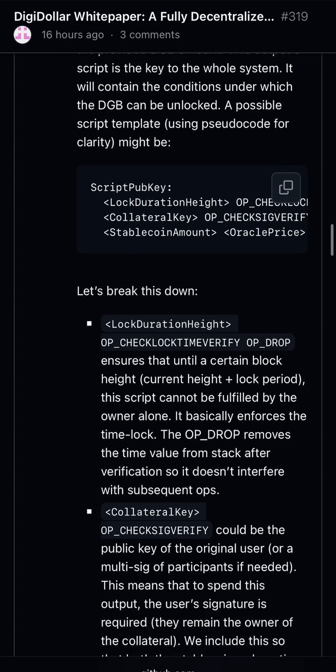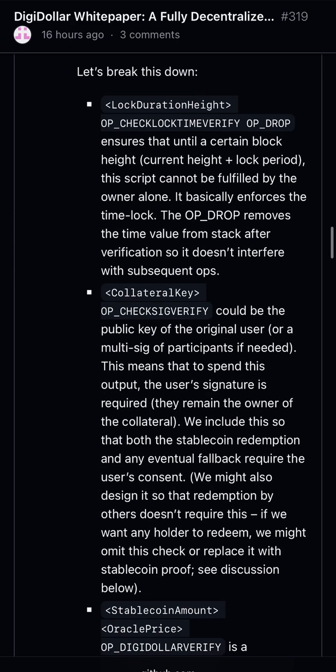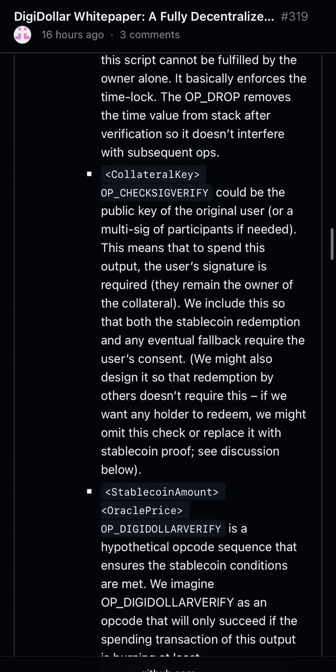Let's break this down. <lock duration height> OP_CHECKLOCKTIMEVERIFY OP_DROP ensures that until a certain block height, current height plus lock period, this script cannot be fulfilled by the owner alone. It basically enforces the time lock. The OP_DROP removes the time value from the stack after verification so it doesn't interfere with subsequent ops.